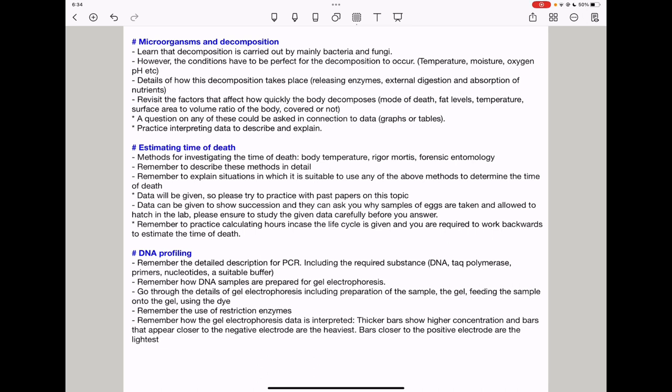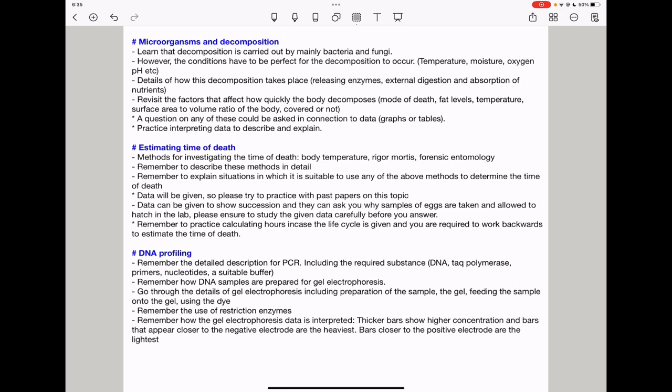Please remember that restriction enzymes are used in order to fragment sections of DNA, and the same restriction enzyme is going to be used in case specific sections are required to be cut at the same position. Remember how gel electrophoresis data can be interpreted. Remember that thicker bars show a higher concentration, and the bars that appear closer to the negative electrode are going to show the heaviest DNA. Bars closer to the positive electrode are going to show the lightest DNA because that DNA would have moved the fastest or the farthest from the origin.